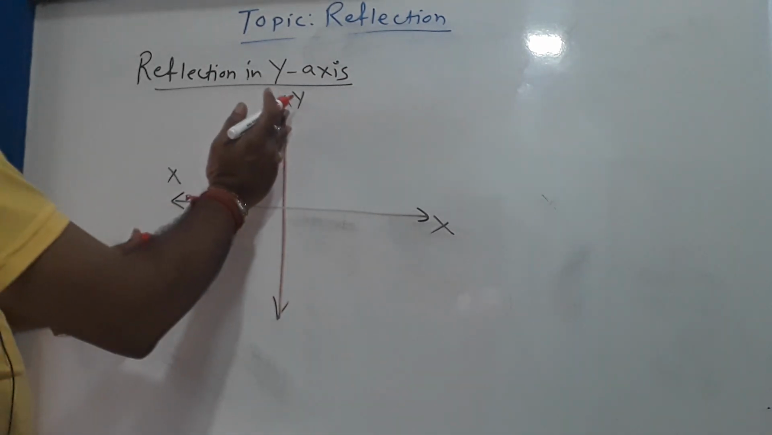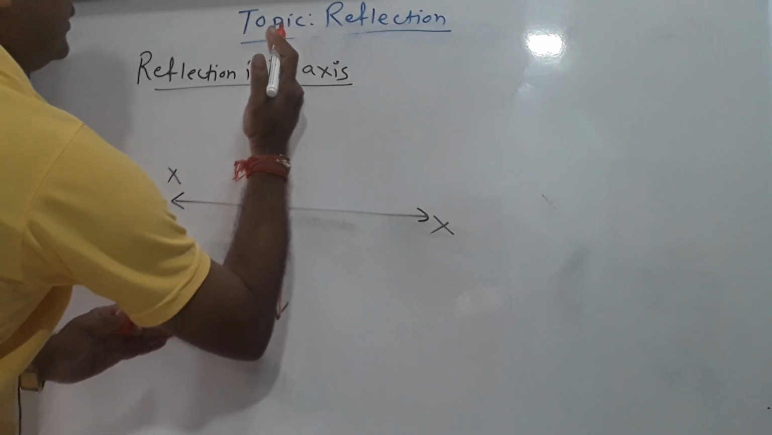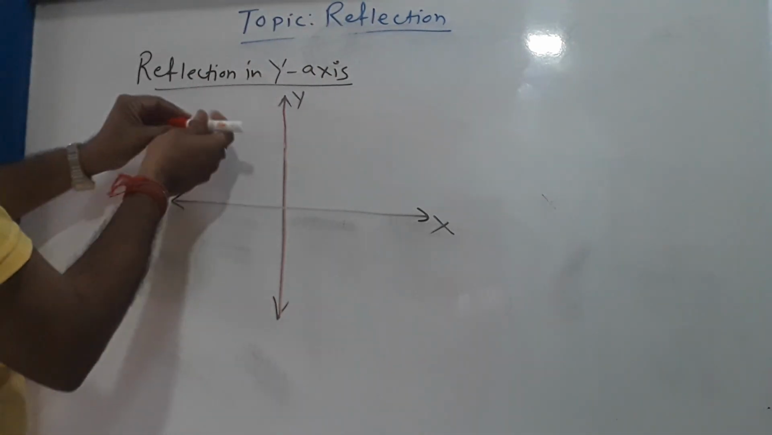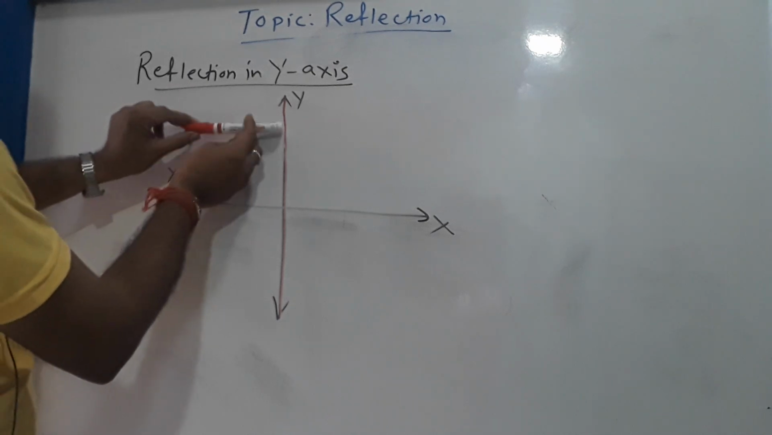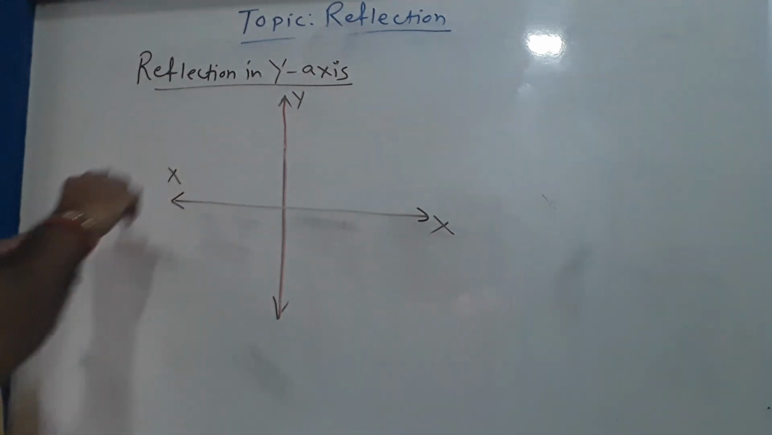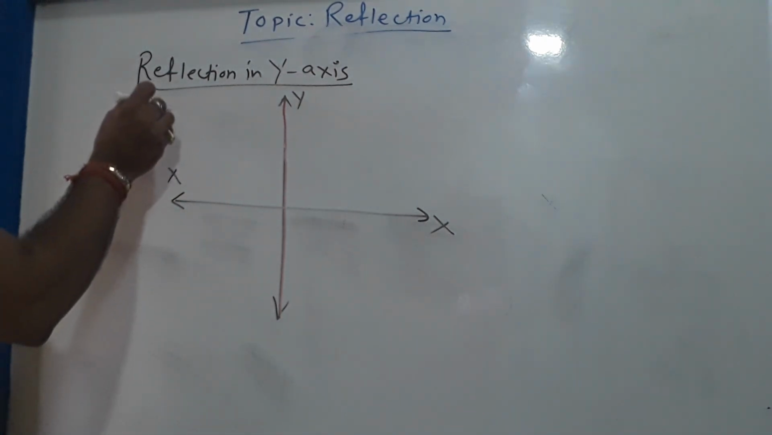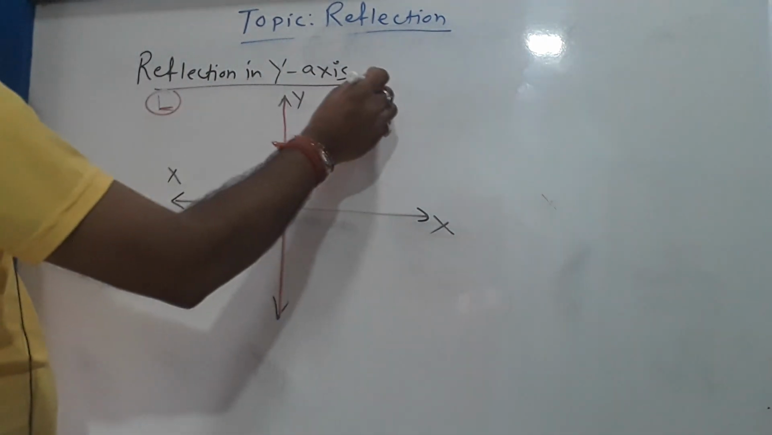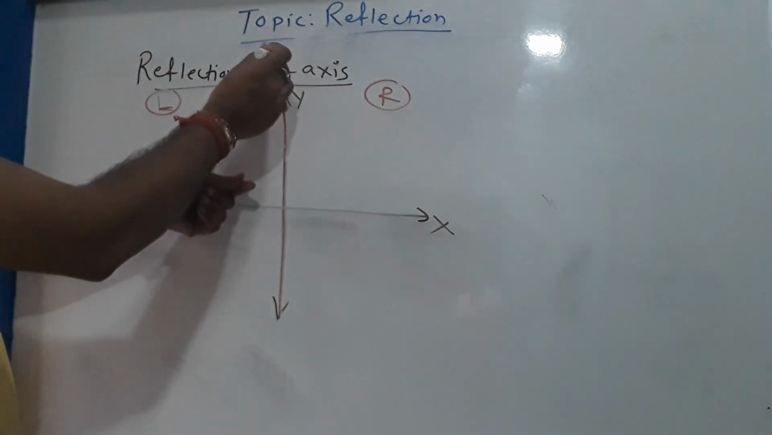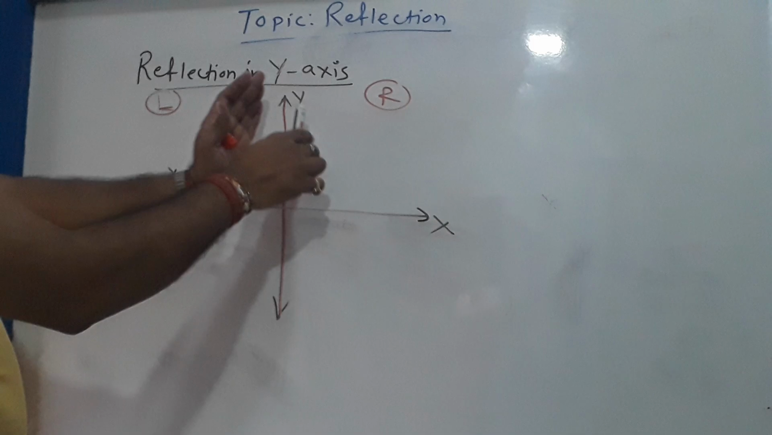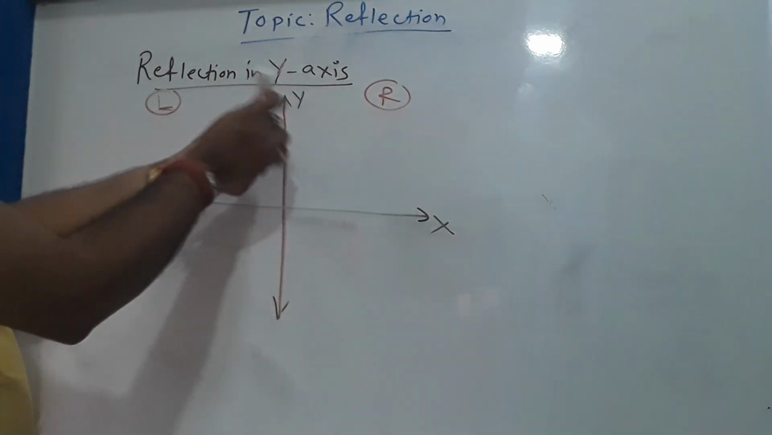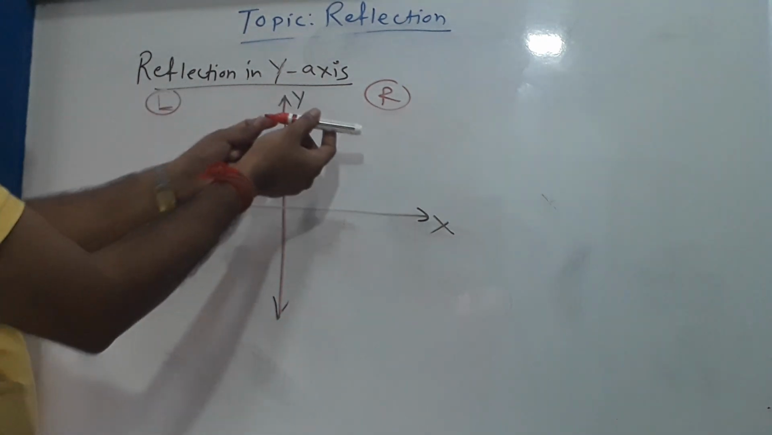Y-axis will be fixed. So the points which are on the left will go to right, and the points which are on the right will go to left. So this is my left and this is my right. Y-axis will be the mirror line.